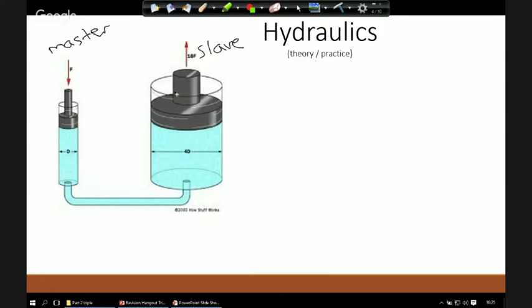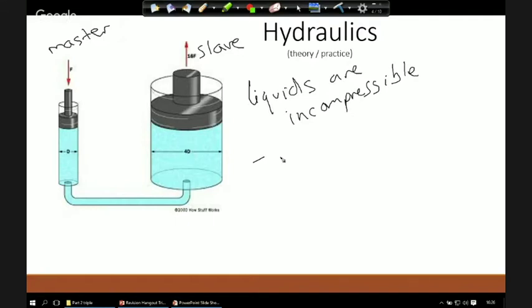Now, the reason why pistons or hydraulics work is because of a bit of science about the liquid that's inside it. It works because liquids are incompressible, which simply tells me that I can squeeze water and it will transmit my force, or my pressure, equally in all directions.